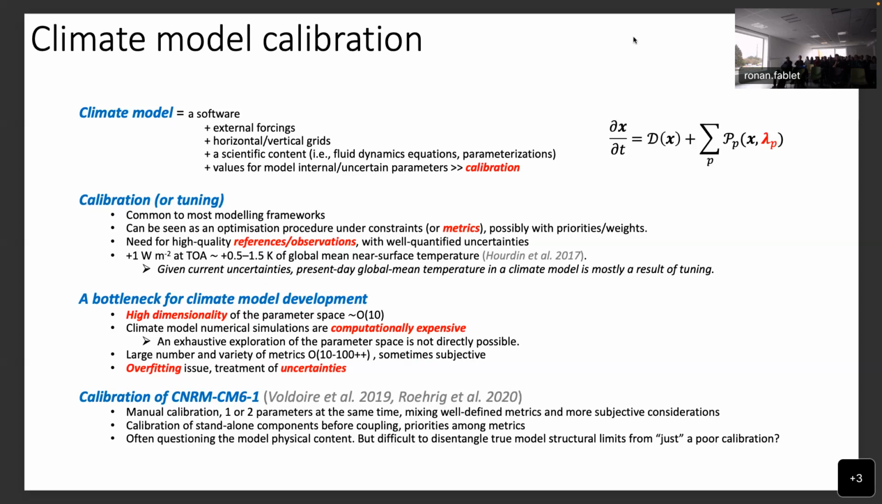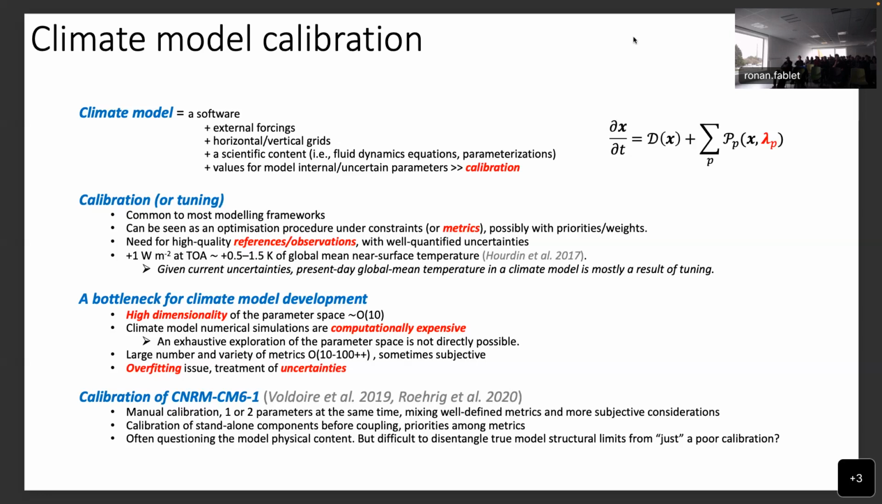So manually, meaning that we take one or two parameters at the same time, play with those parameters to see how the model behaves, and say, to go in that direction for given metrics, I need to vary my parameters this way, and so on. And so from one step to the other, we managed to arrive at some kind of skillful model using quantified metrics, but also more subjective considerations in terms of model behavior.